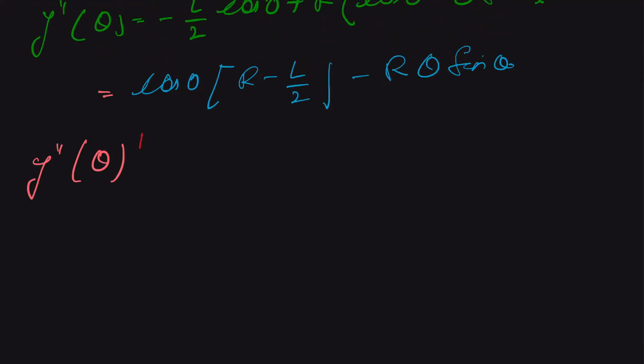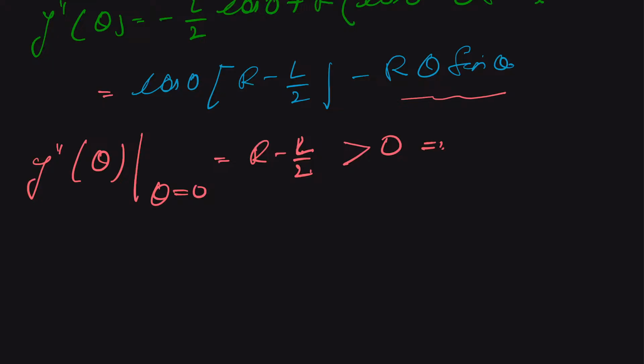theta is equal to 0. So cos 0 is 1, so the theta term is going to cancel to 0, so we get this as r minus L by 2, and for stability we know that this should be greater than 0, or from here we can say that our L should be less than twice r.